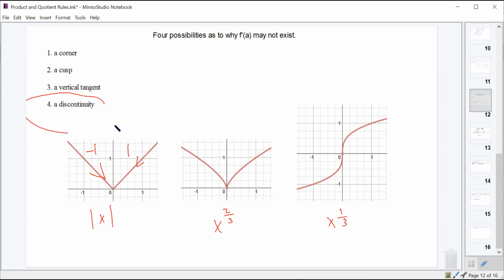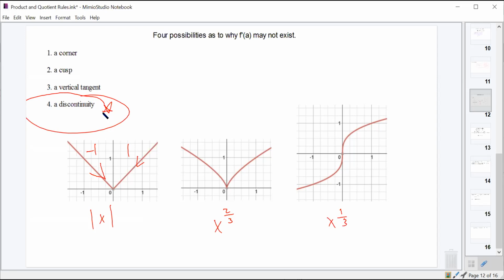And then a discontinuity is the fourth reason why a derivative might not exist. And it wouldn't exist at a discontinuity because you can't have a tangent line if the function doesn't exist at the point. If there's a discontinuity there, if there's no continuity to the function, you can't draw a tangent line through that point, and therefore the derivative can't exist. Does that make sense?